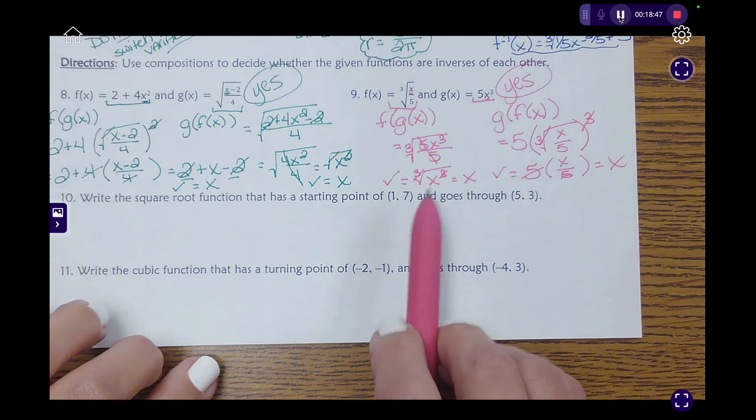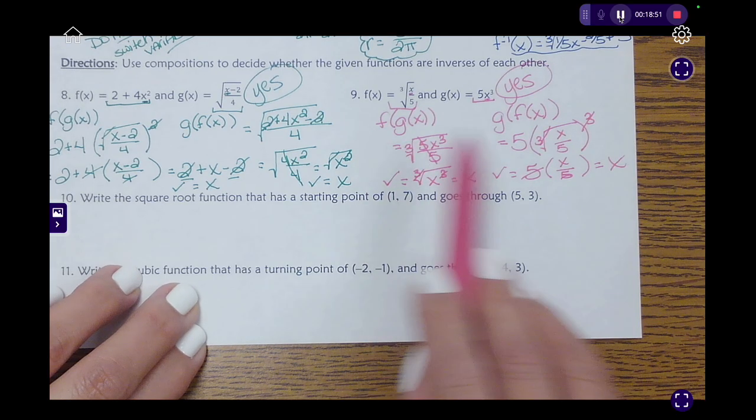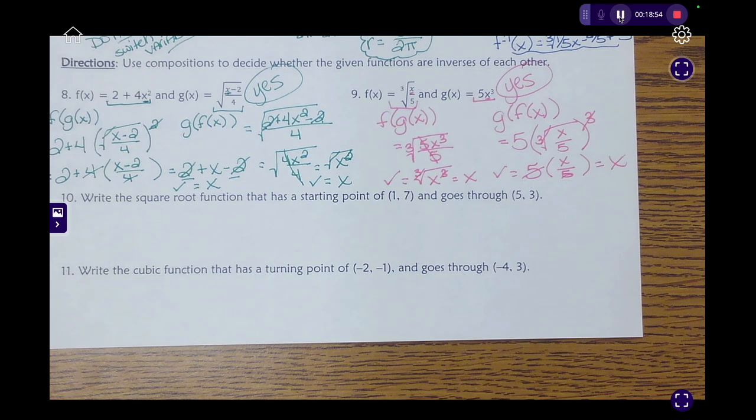This is the work you're going to have to show on your test, so make sure you understand how to find f of g of x and then g of f of x as well. All right, next section, writing equations.